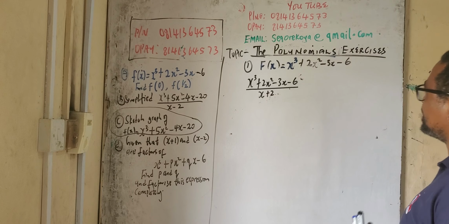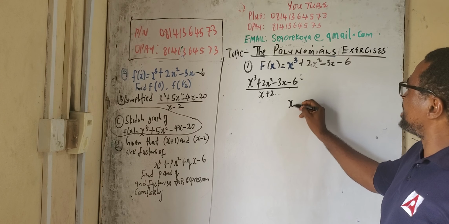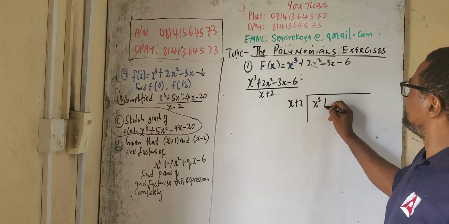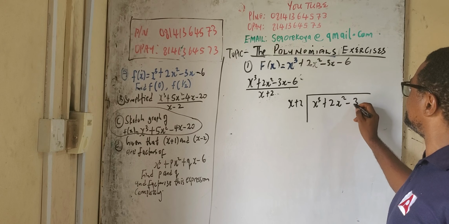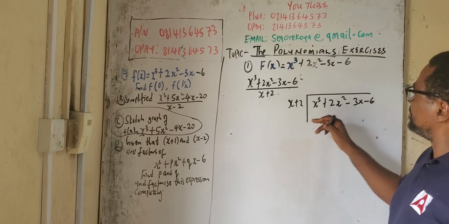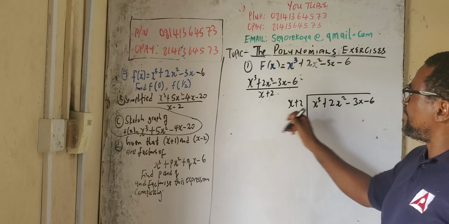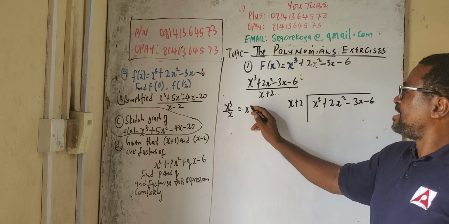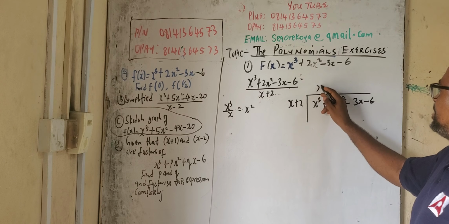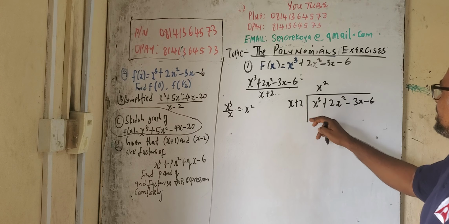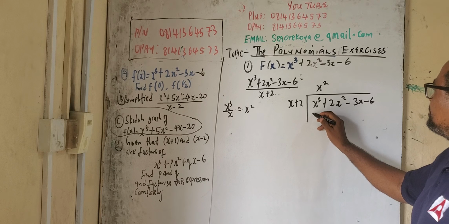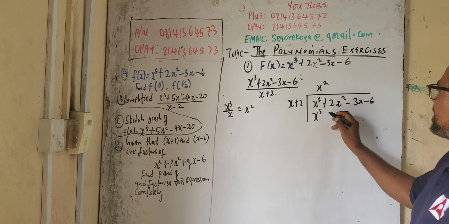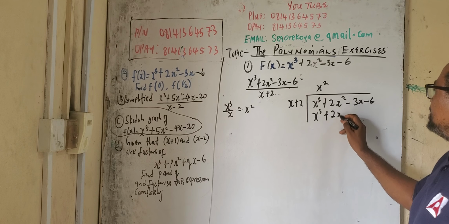Sorry about that. So I'll write x plus 2 dividing x cubed plus 2x squared minus 3x minus 6. So the operation is, use this to divide the first term here. x cubed divided by x will give me x squared. Put the x squared there. Use each of these to multiply. x times x squared will give me x cubed, plus 2 times x squared will give me plus 2x squared.